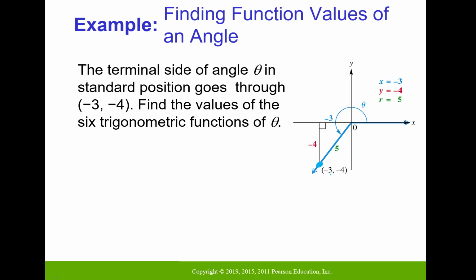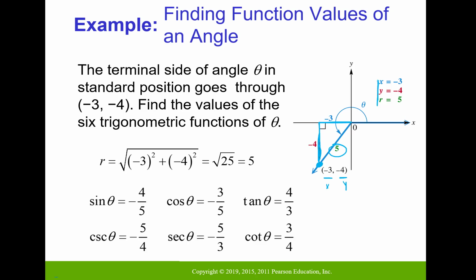So we know that if x is -3, then this adjacent side of the triangle here is -3. And then if y is -4, then we know that this opposite side of the triangle is -4. And so from those 2 we can find the hypotenuse. So we can figure out that the hypotenuse should be 5 by using our distance formula or the Pythagorean theorem. And so from there, if we just identify x, y, and r, we can plug those values into our 6 trig function definitions, and then get all 6 values.